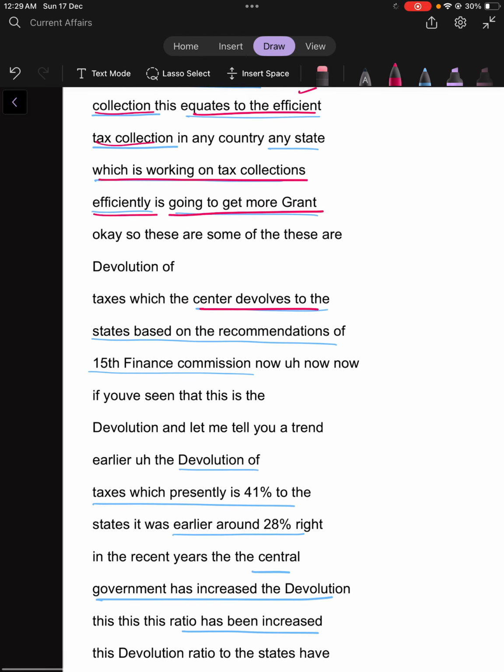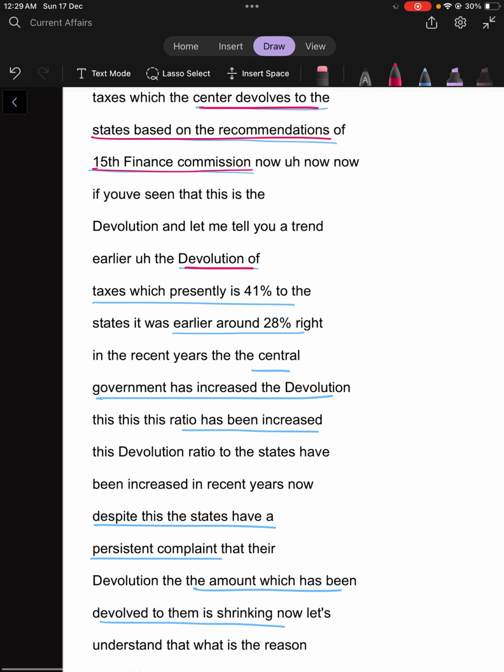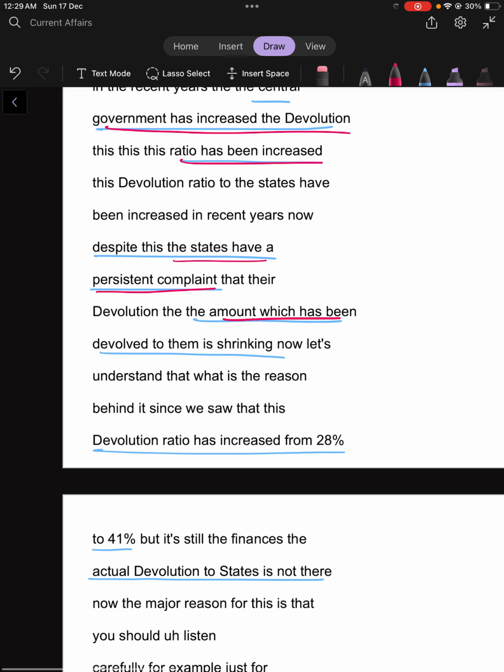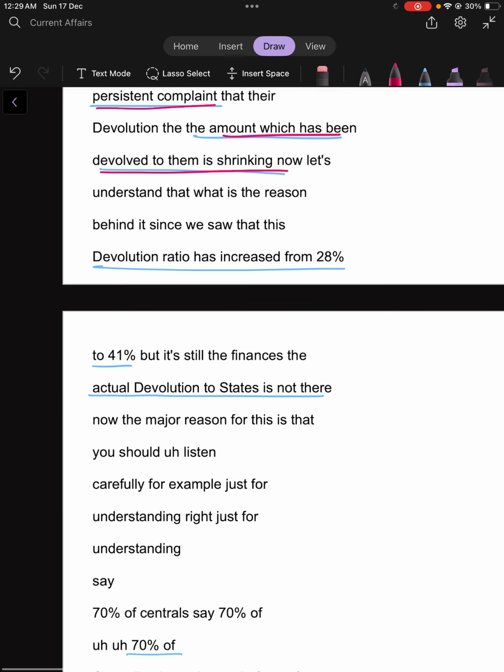So the center devolves to the states based on the recommendation of the 15th Finance Commission. Devolution of taxes is presently 41%. Earlier it was around 28%. So the central government has increased the devolution. The devolution ratio has increased despite persistent complaints from the states that the amount which has been devolved to them is shrinking.